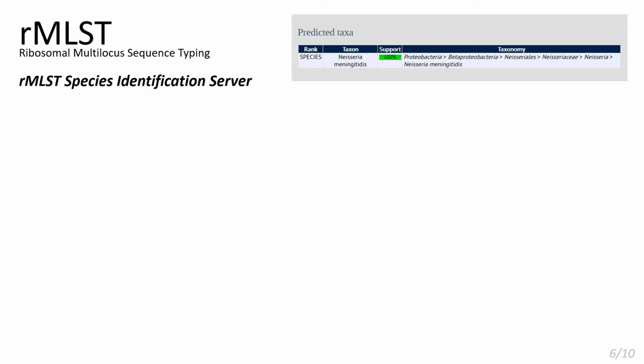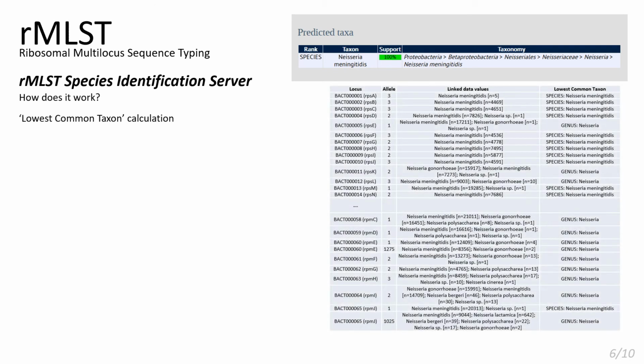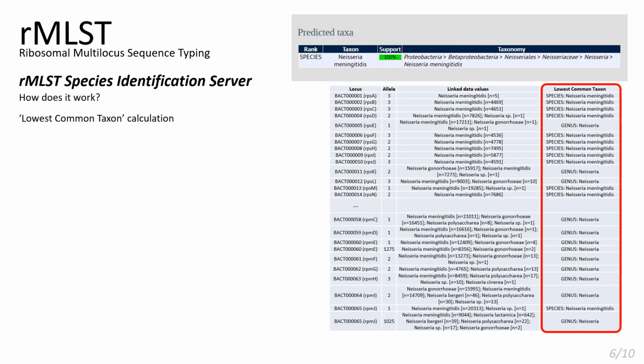I'll describe in a little more detail how this process works and how the lowest common taxon per allele match is calculated. Here we have a table that shows the species that were extracted from the reference database in the linked data values column. I've added a fourth column with the lowest common taxon for each allele match, as highlighted in red.